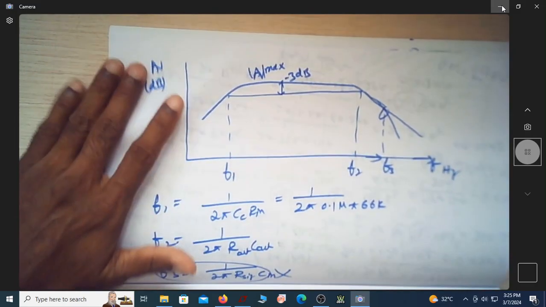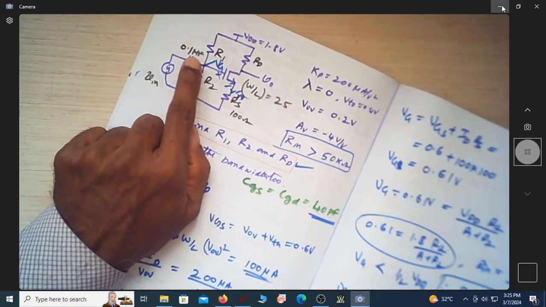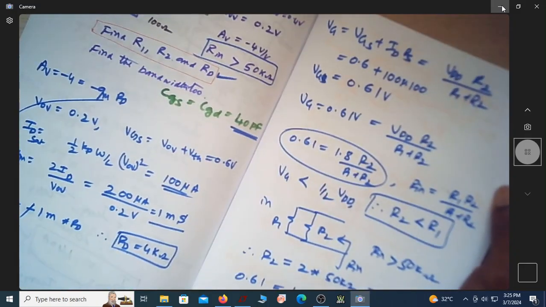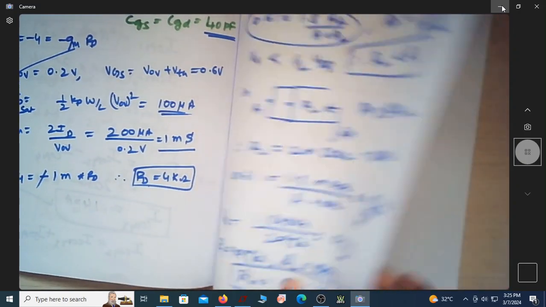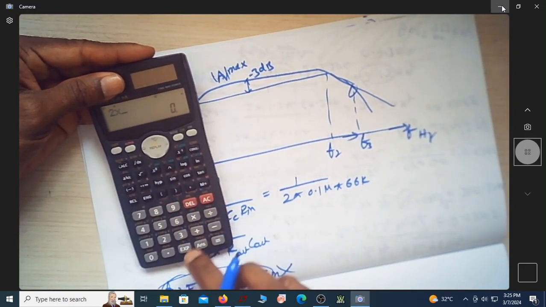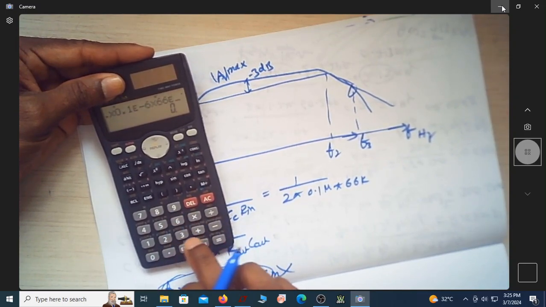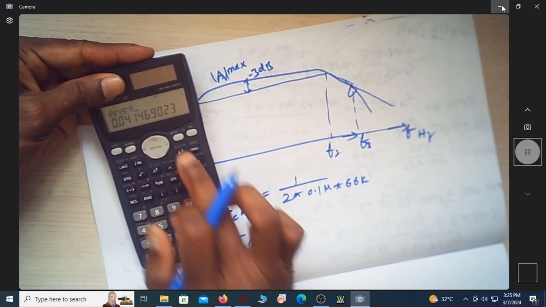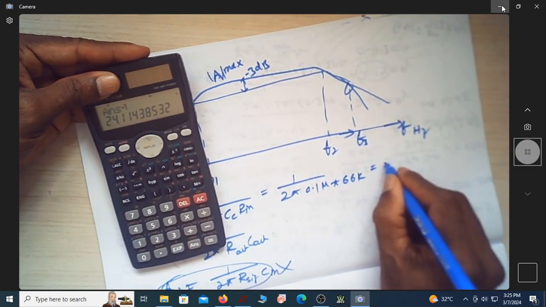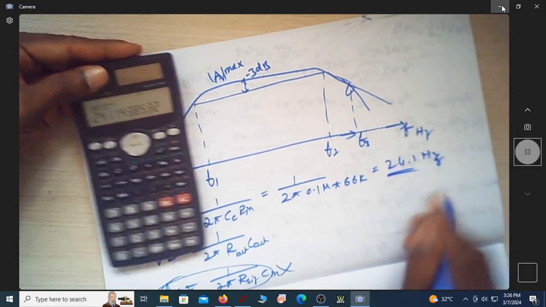kilo ohm, because this is 0.1 micro, no? We have 0.1 micro, input impedance is 66 kilo ohm. So then, let me find it: 2 into pi into 0.1 exponential minus 6 into 66 exponential 3, equals 1 over that. It is 24.1 hertz. This is hertz, you can see 24 hertz.